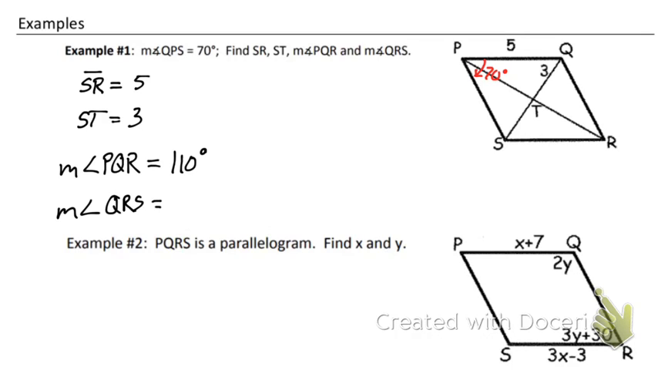Then I have the measure of QRS. Who's got the measure of QRS? Yes, 70 degrees. Perfect. All right, questions on any of those values? Okay, then let's go ahead and look at that next one.